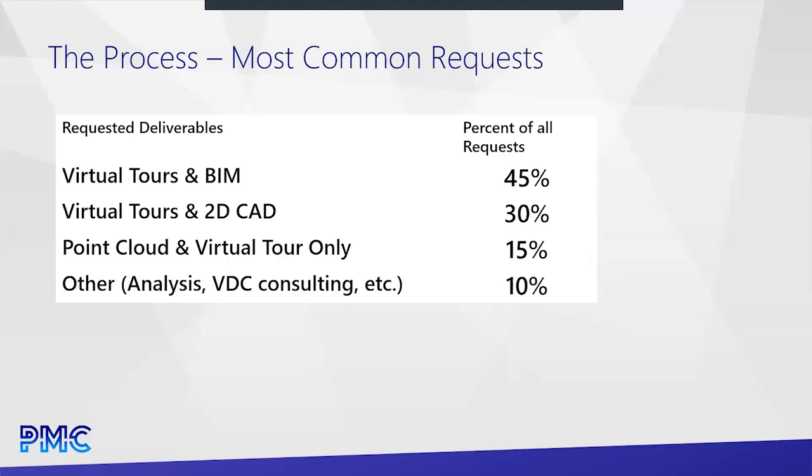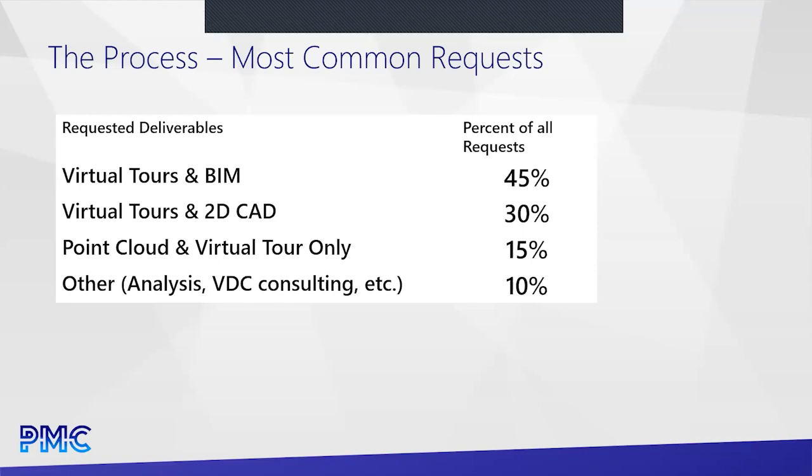And just to give you some perspective on this, these are the typical requests that we see. About 45% of the requests are going to be they want the virtual tours and a BIM model delivered. About 30% virtual tours and 2D CAD of some kind, right? It could be as simple as basic floor plans or maybe a complete design set of 2D with the elevations, reflected ceilings, and all that.